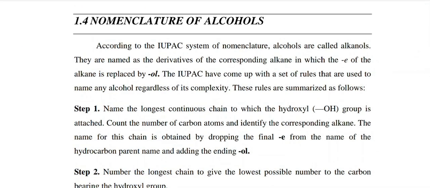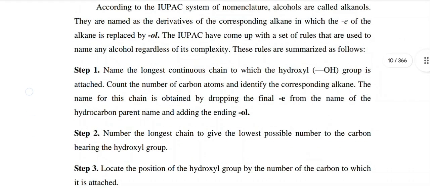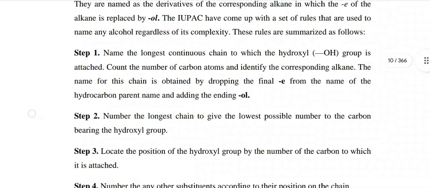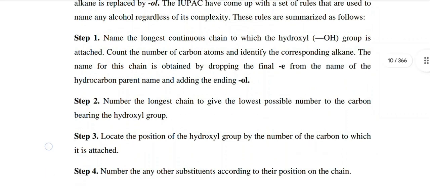Next, nomenclature of alcohols. According to the IUPAC system of nomenclature, alcohols are called alkanols. They are named as the derivative of a corresponding alkane in which the e of the alkane is replaced by OL. The IUPAC has come up with a set of rules that are used to name any alcohol regardless of its complexity. These rules are summarized as: first, name the longest continuous chain to which the hydroxyl group is attached, count the number of carbon atoms and identify the corresponding alkane.